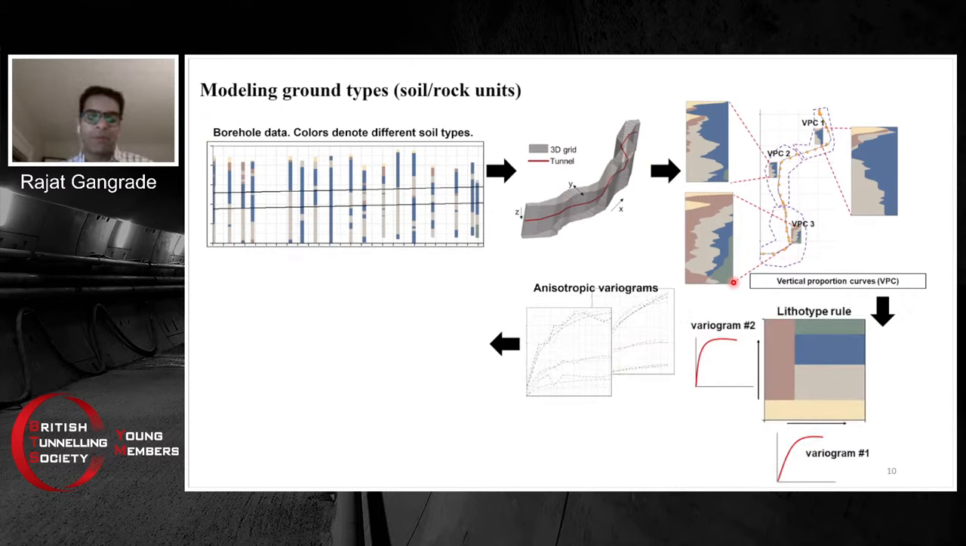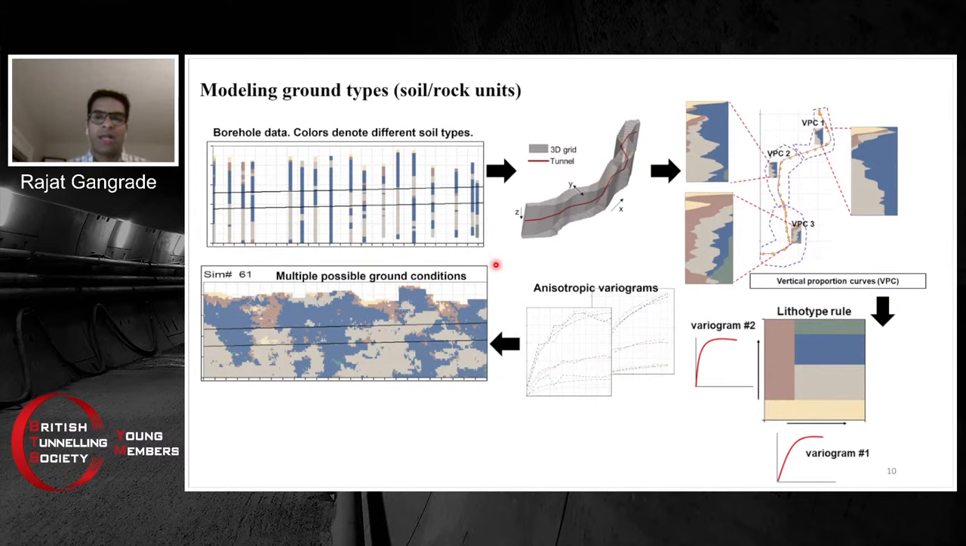Quantifying variograms is one of the important aspects of geostatistical modeling. Then there is a lithotype rule that describes which units are connected with which other units. For example, in this case, the yellow is not connected with green at all. And this comes straight from the borehole data. So the proportion curves, the variograms, and the spatial connectivity between the soil types help us understand the parameters that are going to go into developing multiple realizations of ground conditions.